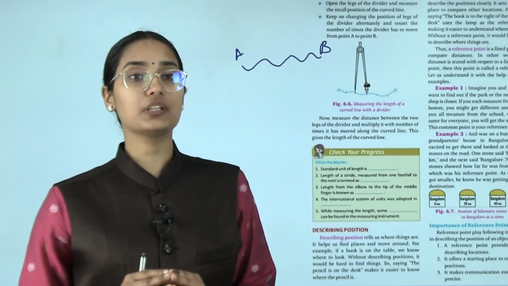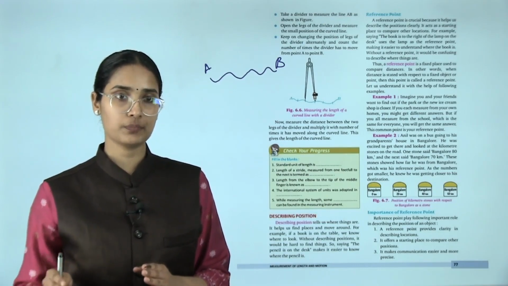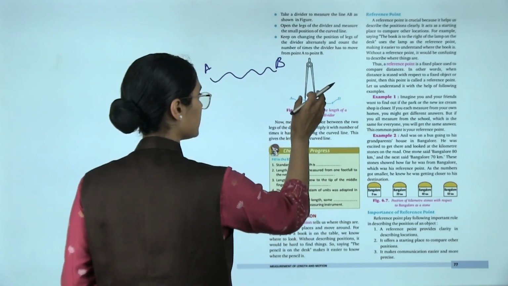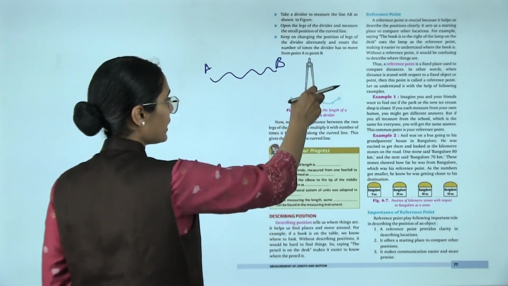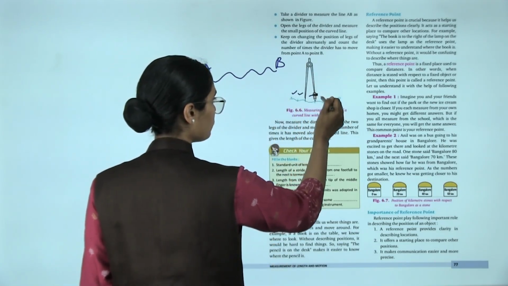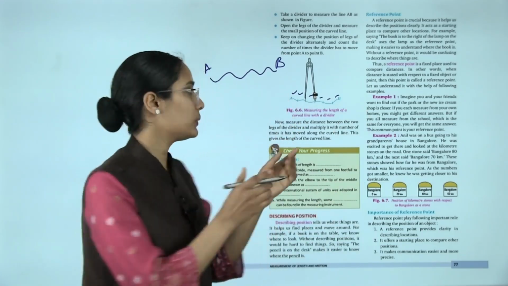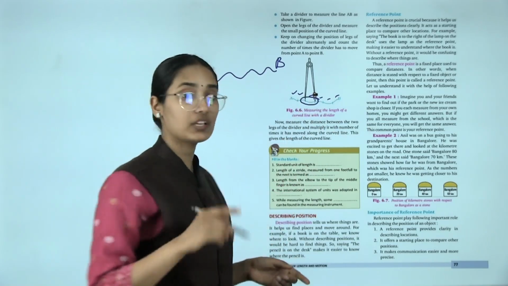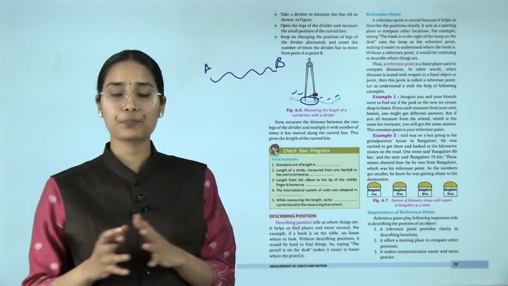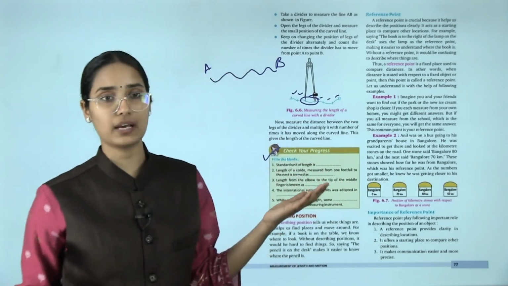Now, measure the distance between the two legs of the divider and multiply it with the number of times it has moved along the curved line. So, count the number of times the divider has changed its position. For example, from A to B it has changed 1, 2, 3, 4, 5, 6. So, we can measure this distance, and then we can multiply it with 6. This gives us the length of the curved line. Now, you can check your progress by filling these blanks.